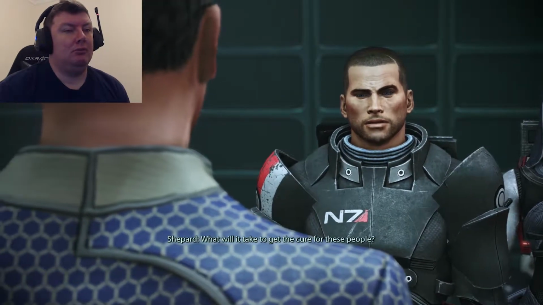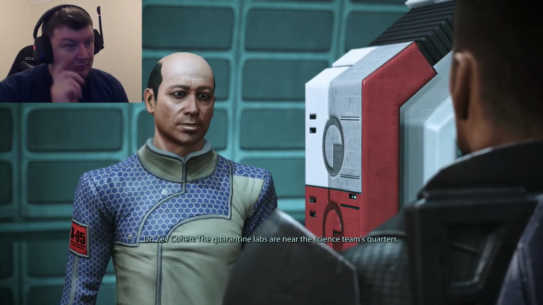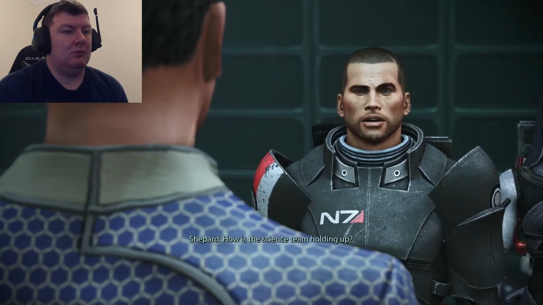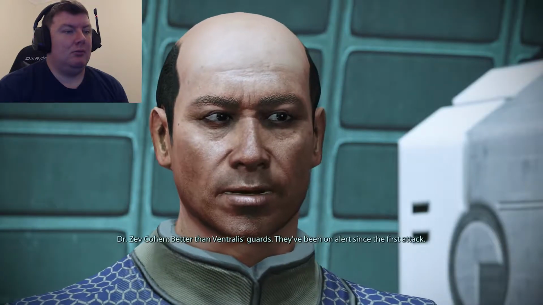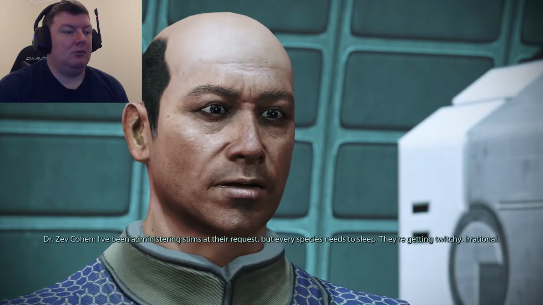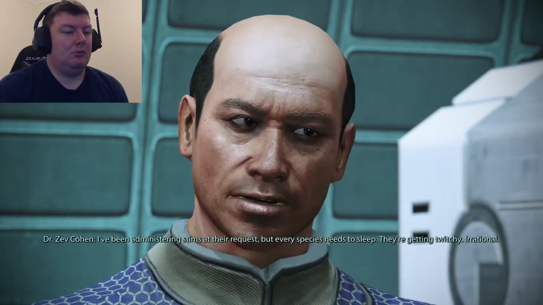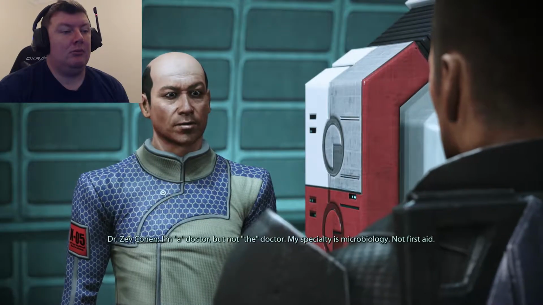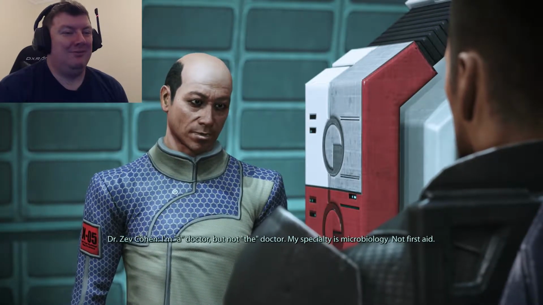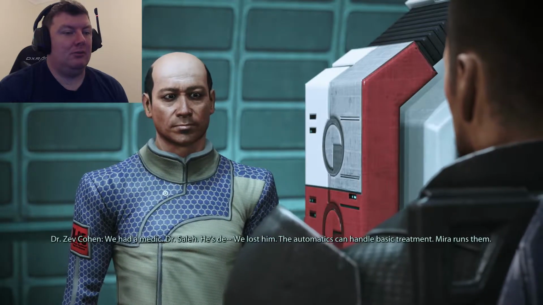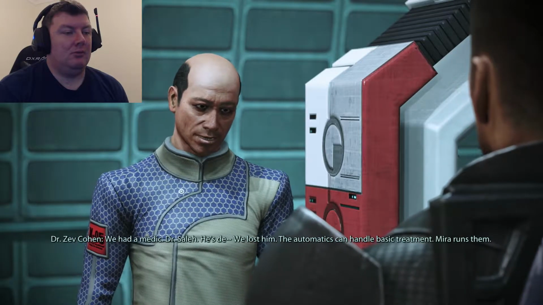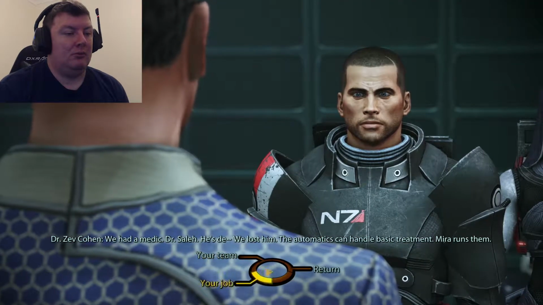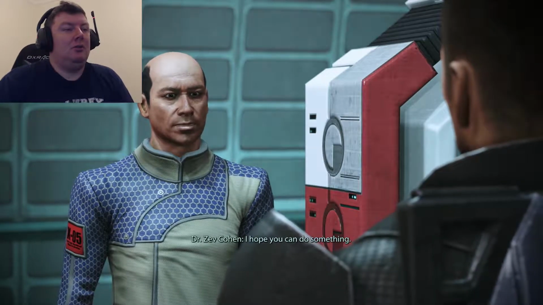What will it take to get the cure for these people? The quarantine labs are near the science team's quarters. Once you're in there, look for our notes. It should just be a matter of following our processes. How's the science team holding up? Better than Ventralis' guards. They've been on alert since the first attack. I've been administering stims at their request. But every species needs to sleep. They're getting twitchy, irrational. Are you the doctor here? I'm our doctor, but not the doctor. My specialty is microbiology, not first aid. We had a medic, Dr. Sala, but we lost him. The automatics can handle basic treatment. Mira runs them. Talk to you later. I hope you can do something.